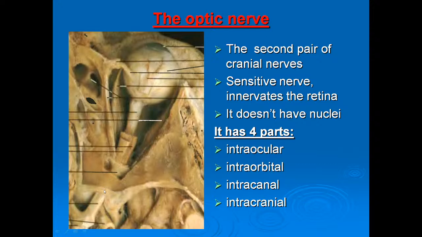The optic nerve has 4 parts. Intraocular, located inside our eye. Intraorbital, the longest part of the optic nerve, located in our orbit. Next part, intracanal, located inside the optic canal. And the last part, intracranial part, located inside our skull until the optic chiasm.